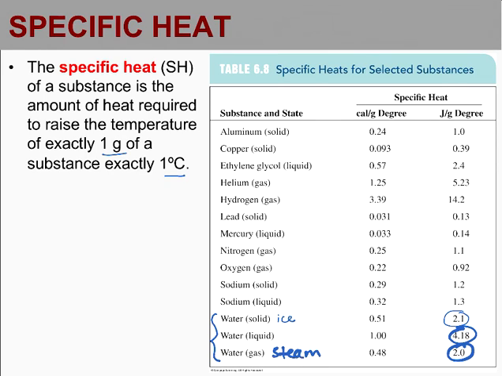All right, now let's look at some of the other molecules here. At the top we have aluminum, which is a metal, and copper, which is also a metal. And you'll notice that the amount of heat or energy that these metals need in order to increase their temperatures are quite small.